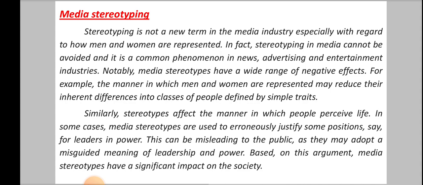For example, the manner in which men and women are represented may reduce their inherent differences into classes of people defined by simple traits. Similarly, stereotypes affect the manner in which people perceive life. In some cases, media stereotypes are used to erroneously justify some positions, say for leaders in power. This can be misleading to the public as they may adopt a misguided meaning of leadership and power. Based on this argument, media stereotypes have a significant impact on the society.